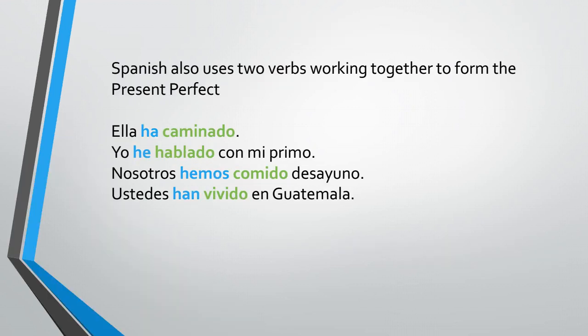In these examples, you can see that Spanish also has two verbs that work together in order to form the perfect tense. You will notice that both verbs actually are getting conjugated. Usually when two verbs are side by side and they're working together, we only conjugate the first verb and we leave the second one alone. So like yo quiero hablar, I want to talk. Hablar, we don't have to conjugate. But in this case, in this tense, the present perfect, we do.